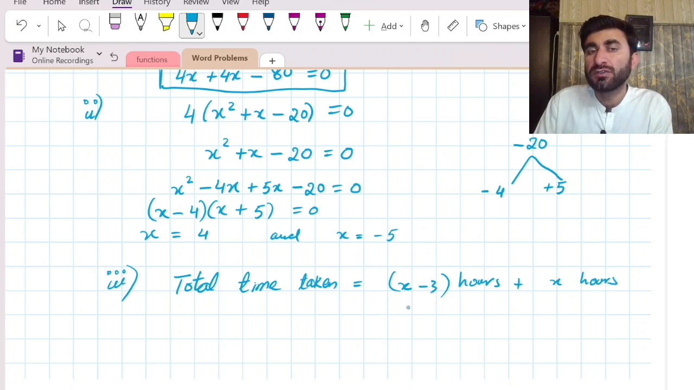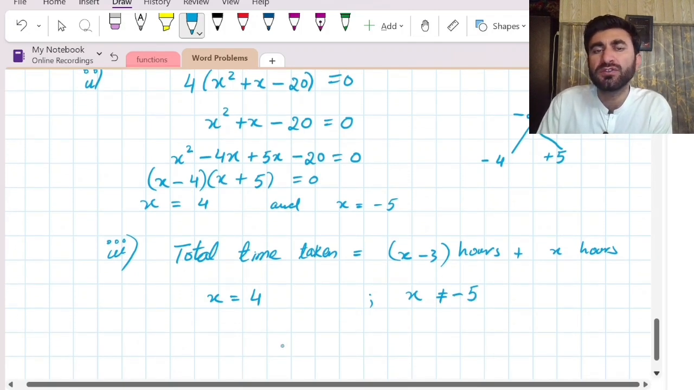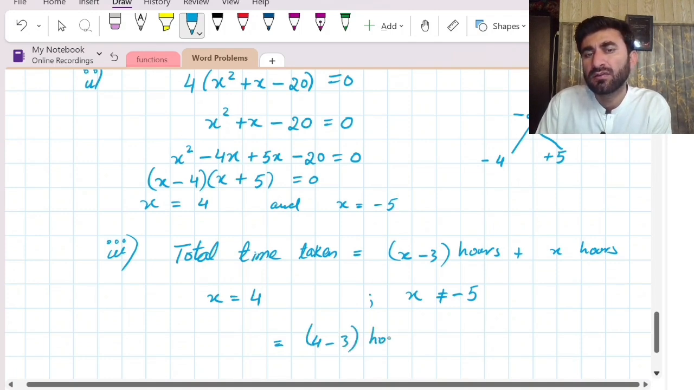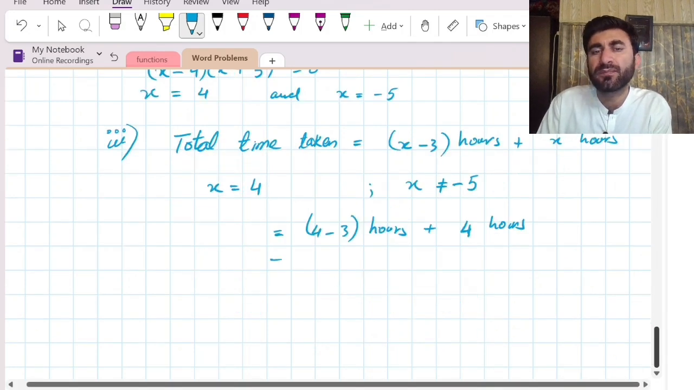Now we need to clear what value of x should be used here. x should be 4 because x cannot be negative; being time, it should not be negative, so x equals 4 will be used over here. So it will become 4 minus 3, the time walked, plus 4 hours, which will become 5 hours after we add these two values.